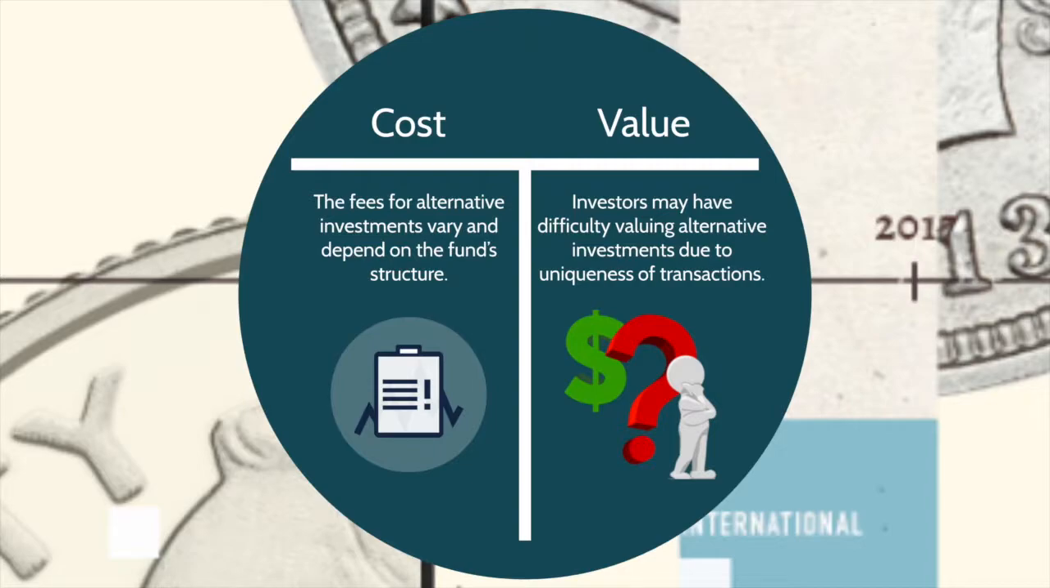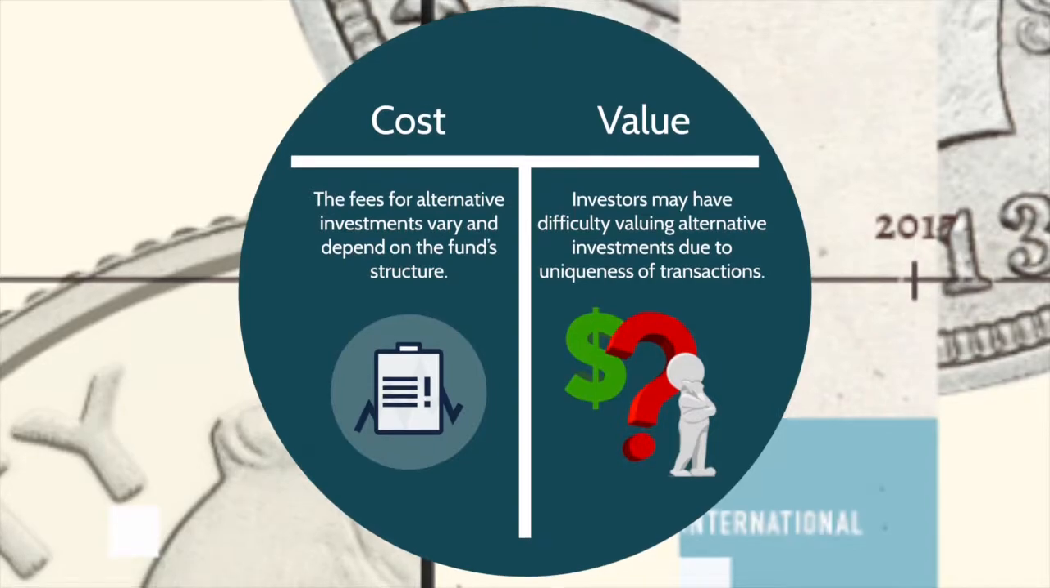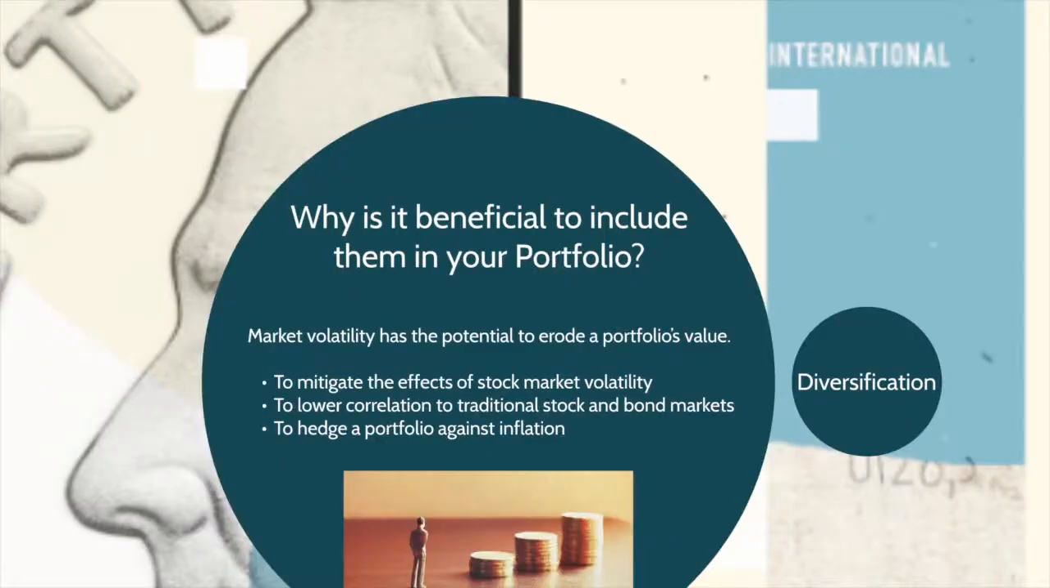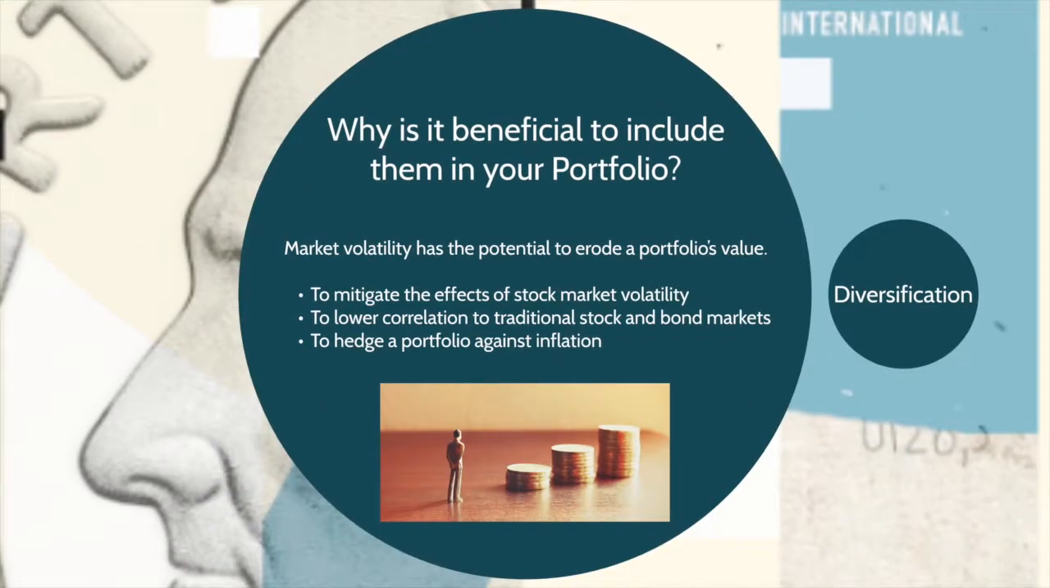Why is it beneficial to include them in a portfolio? Market volatility has the potential to erode a portfolio's value. Commonly cited objectives include the following. First, to mitigate the effects of stock market volatility, investors can decrease their reliance on traditional market performance and potentially lessen their overall portfolio risk. It should be noted that diversification strategies do not ensure returns or protect against losses in declining markets. Secondly, to lower correlation to traditional stock and bond markets.